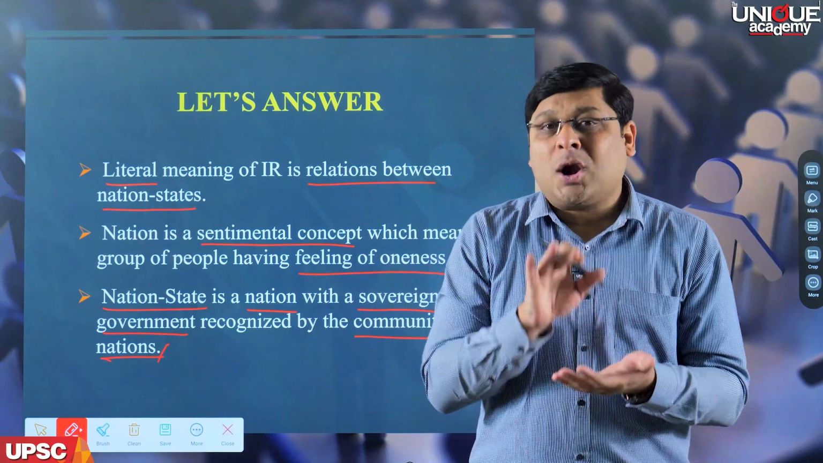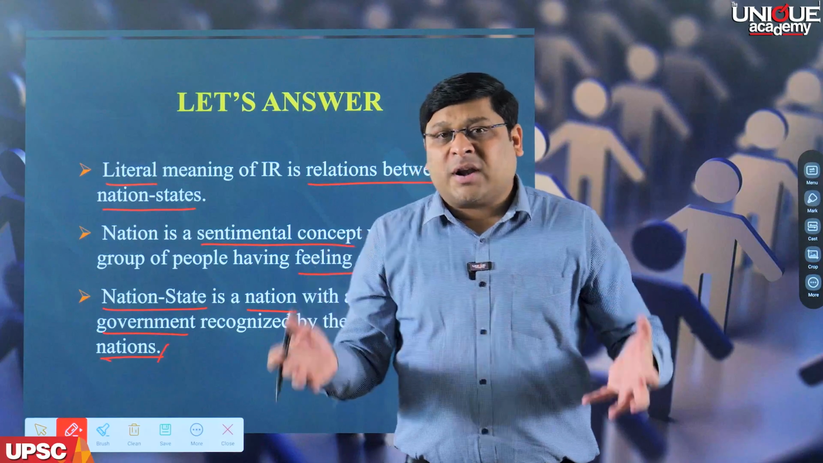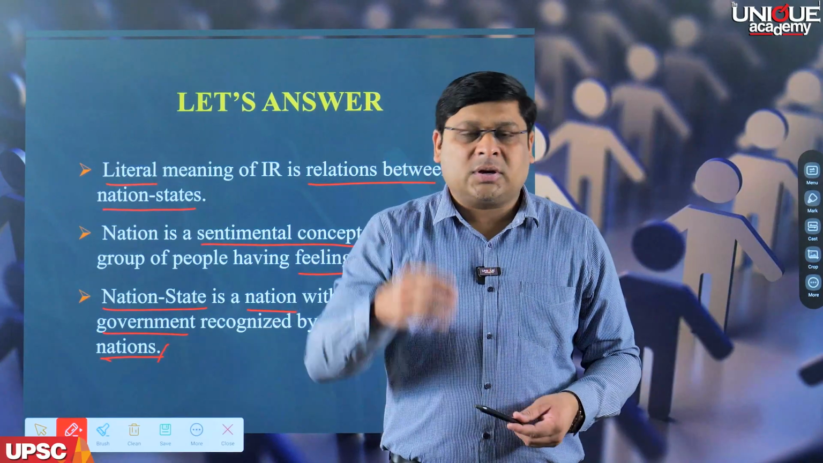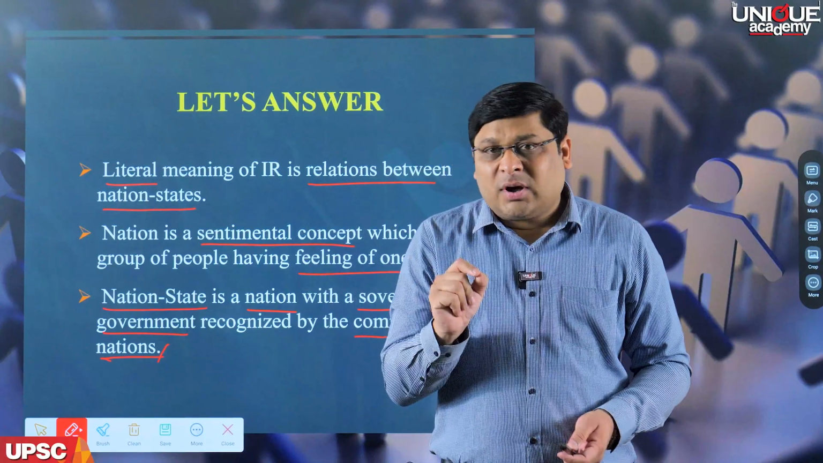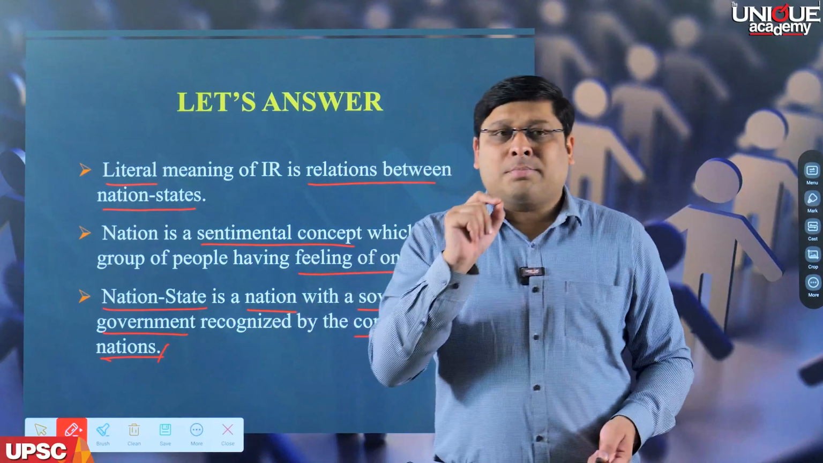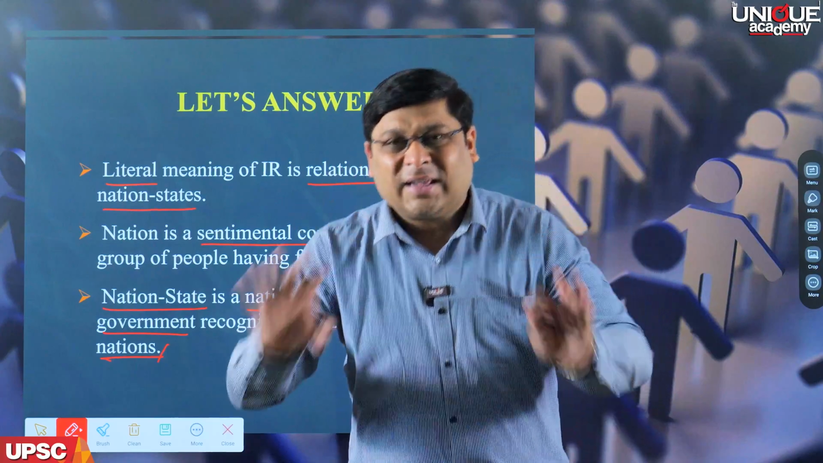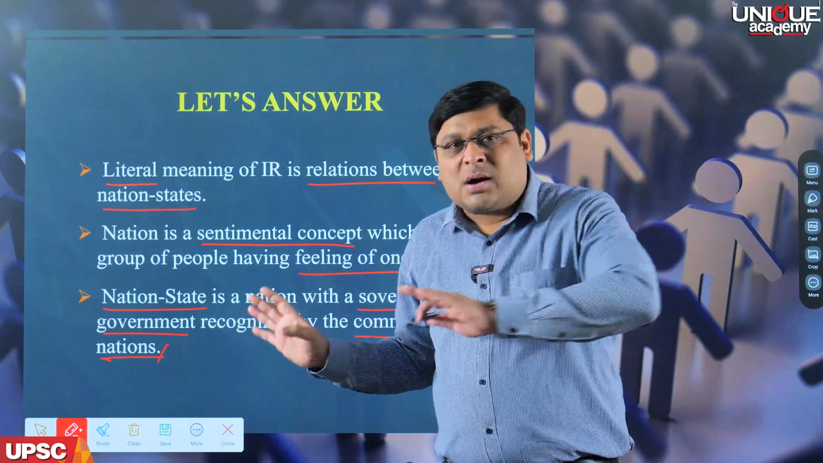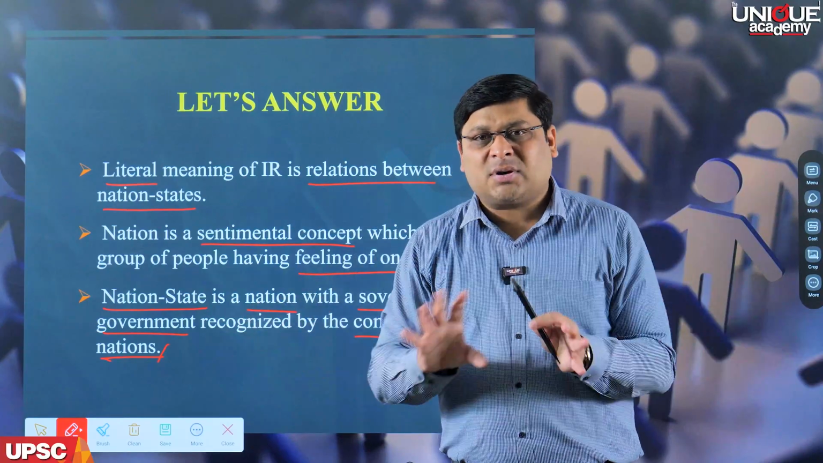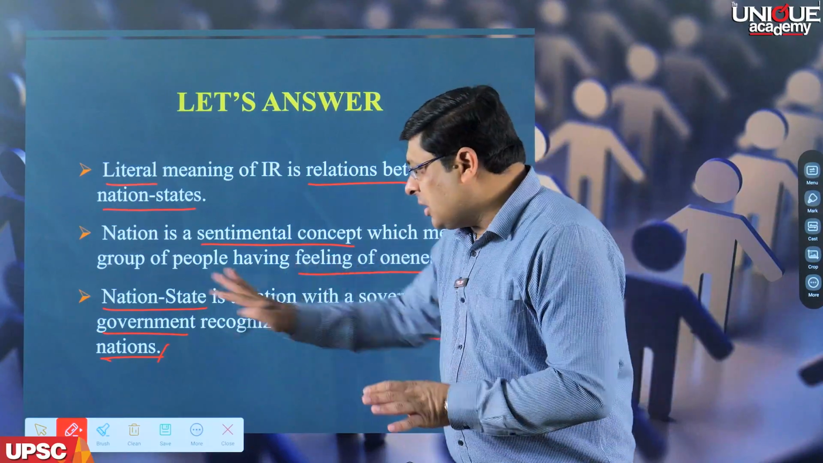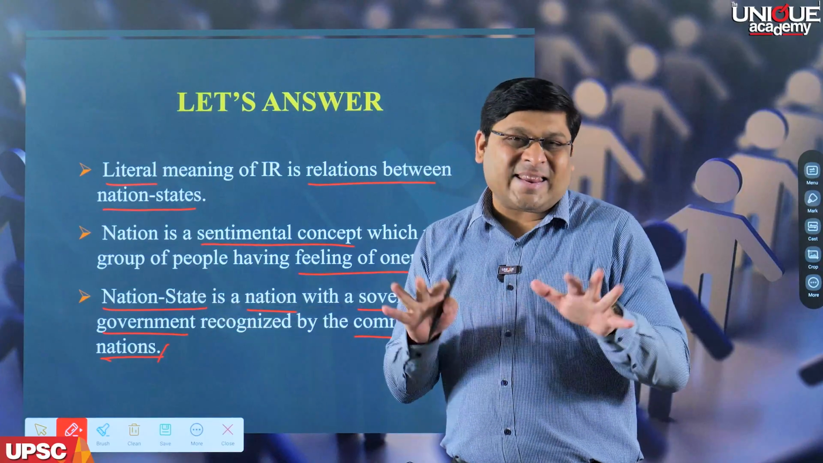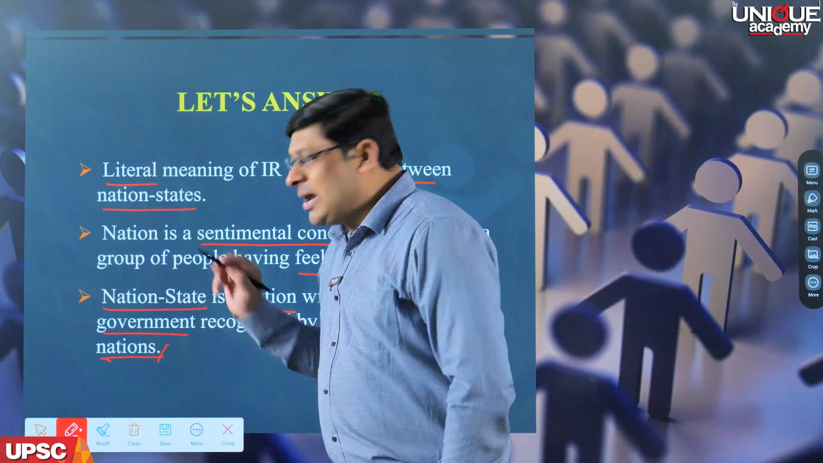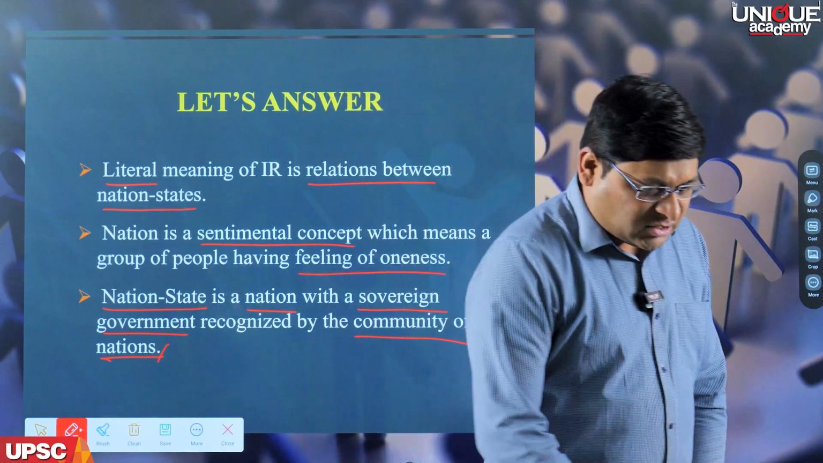Hence, for all practical purposes, in any kind of literature that you read for IR, any book, any newspaper article, whenever it mentions the word nation, it practically means nation state. Is that clear? So even if we are referring to nation somewhere in an international relations article or book, it essentially means nation state. Technically speaking, there is a difference between nation and nation state. So it is the nation state that happens to be the basic unit of international relations.